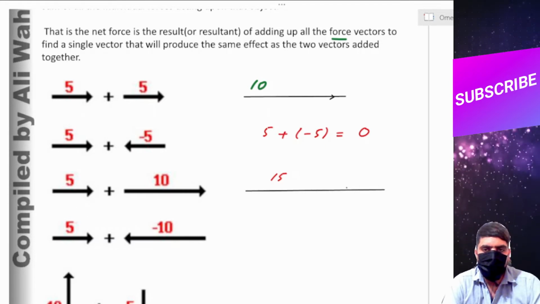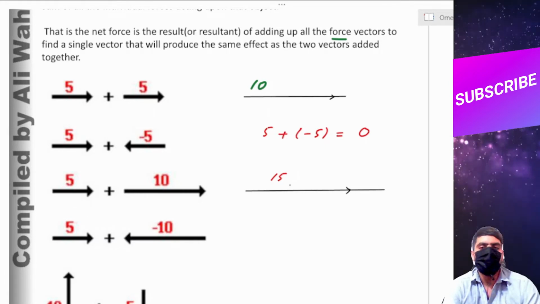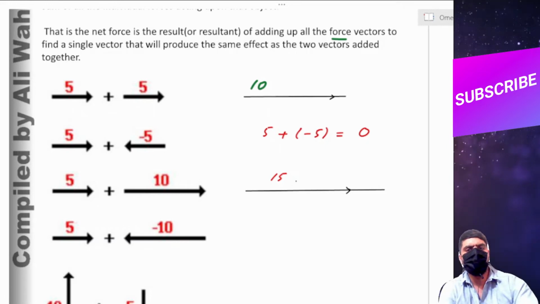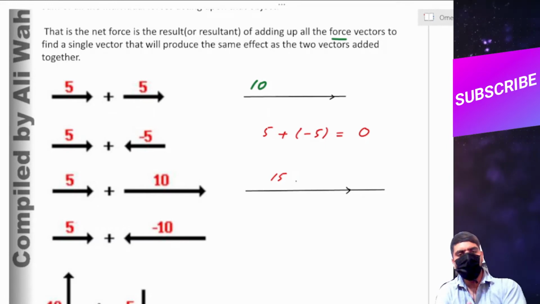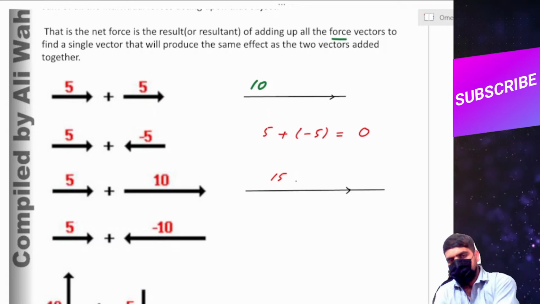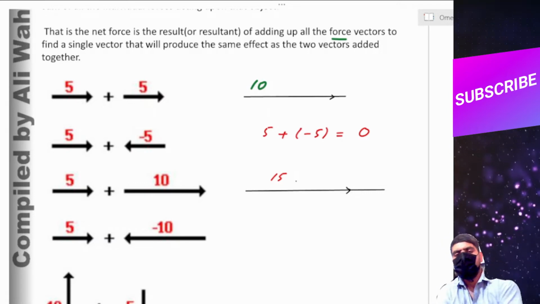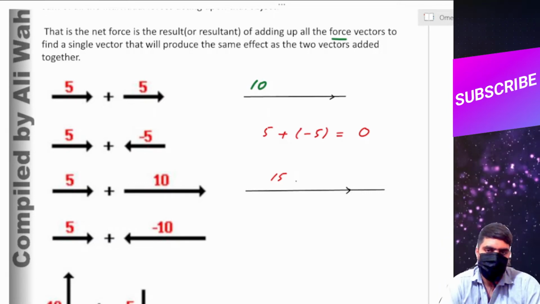So the final answer is 15, and once again, if the vector is a force, it would be 15 newton in the same direction, which is towards the right side or towards east.